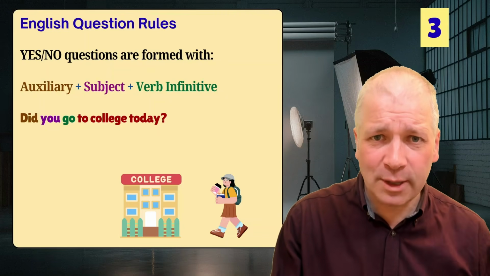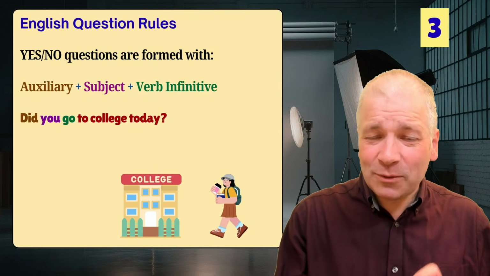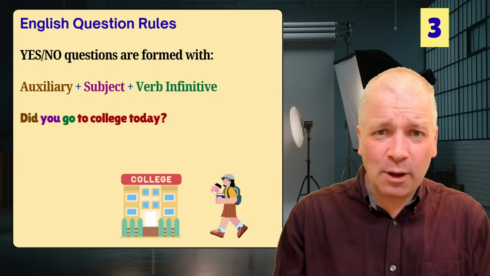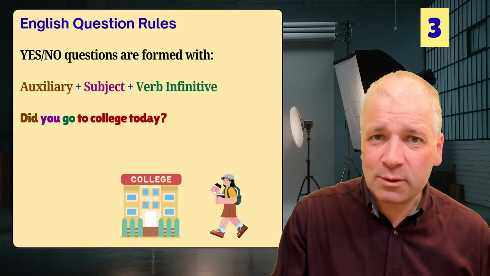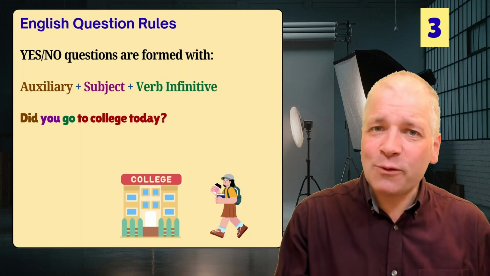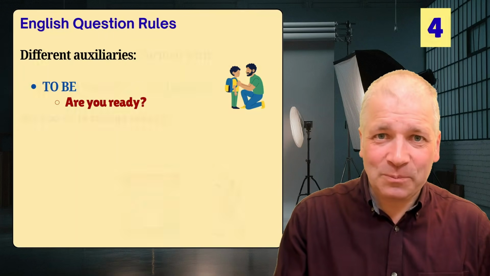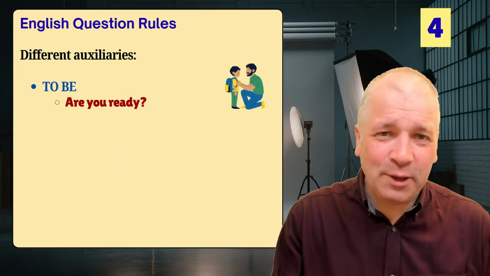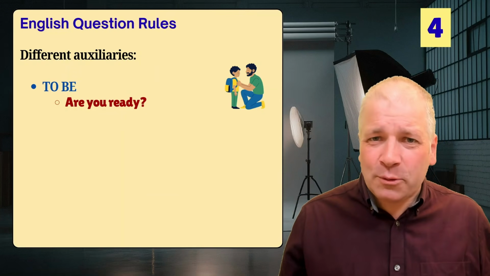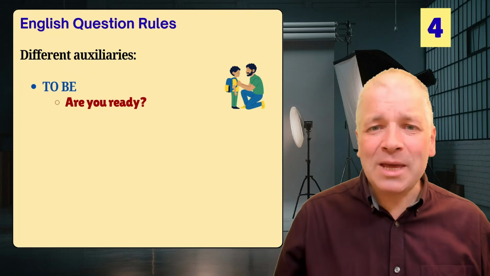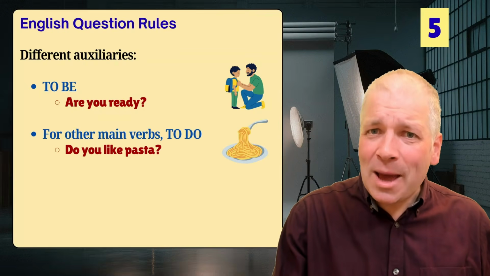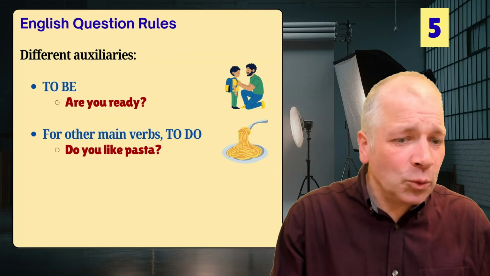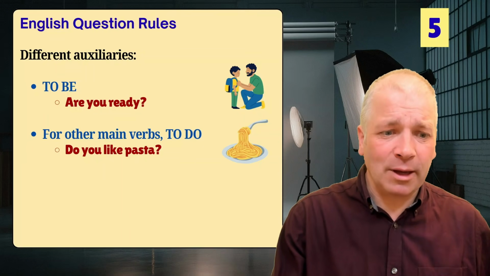We have the auxiliary, then the subject, then the verb infinitive. So, for example, here, did is an auxiliary, you is the subject, and go is the verb infinitive. There are different auxiliaries, though. One of the major auxiliaries is simply the verb to be. For example, are you ready? For other main verbs used to do: do you like pasta?